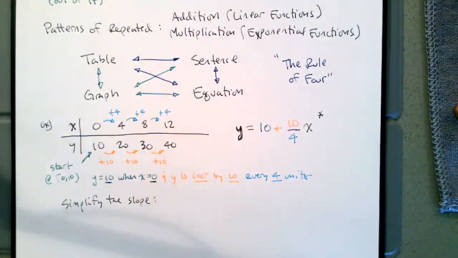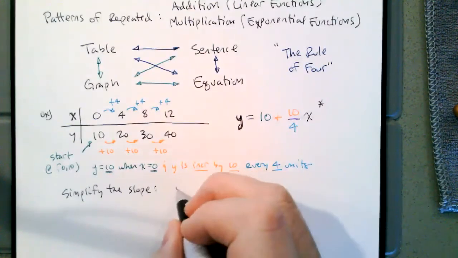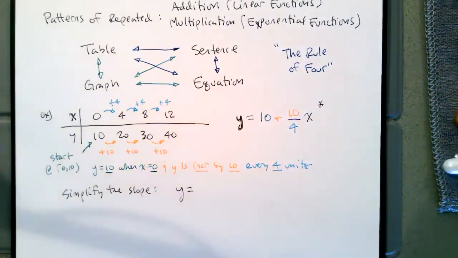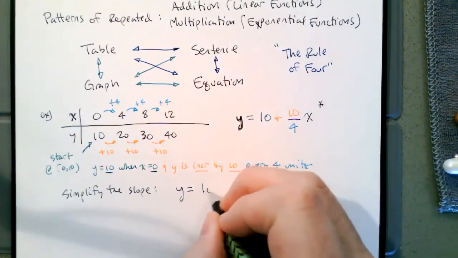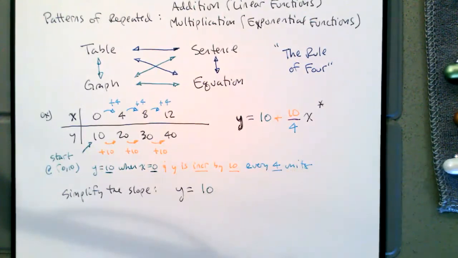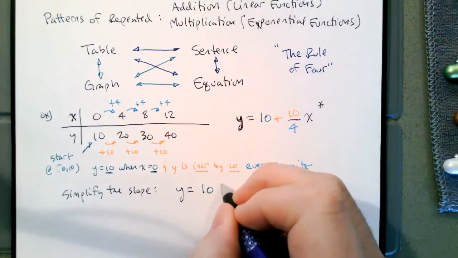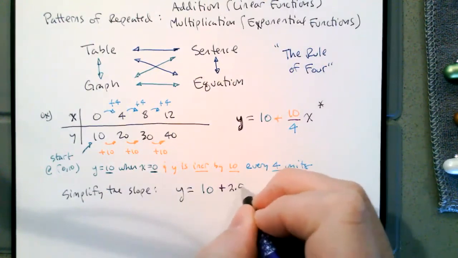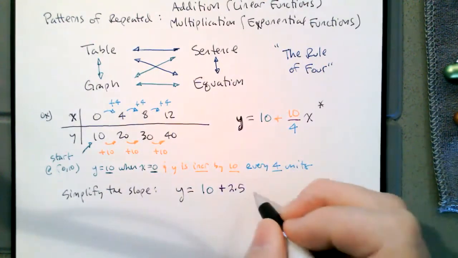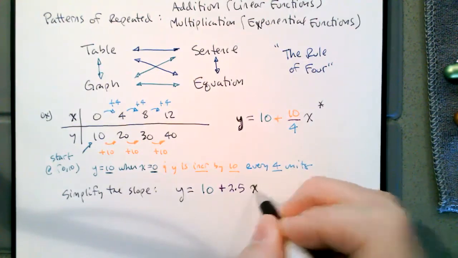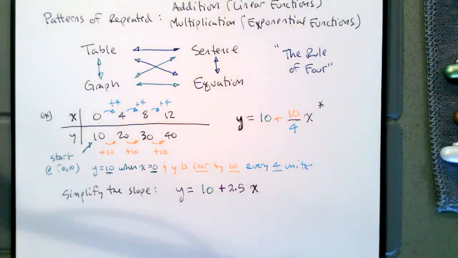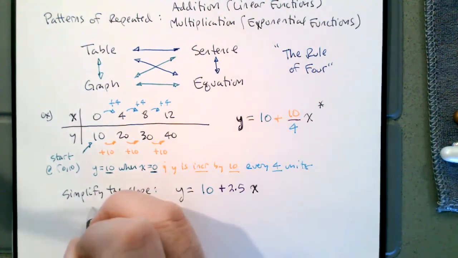We could simplify the slope here, and we could write y is equal to, starting off at 10 still, and then 10/4 is 2.5, so plus 2.5 times x. Start off at 10 and add 2.5 every unit, or 2.5 a bunch of times. If we rewrite the equation in this way, we might rewrite our sentence to reflect these changes.